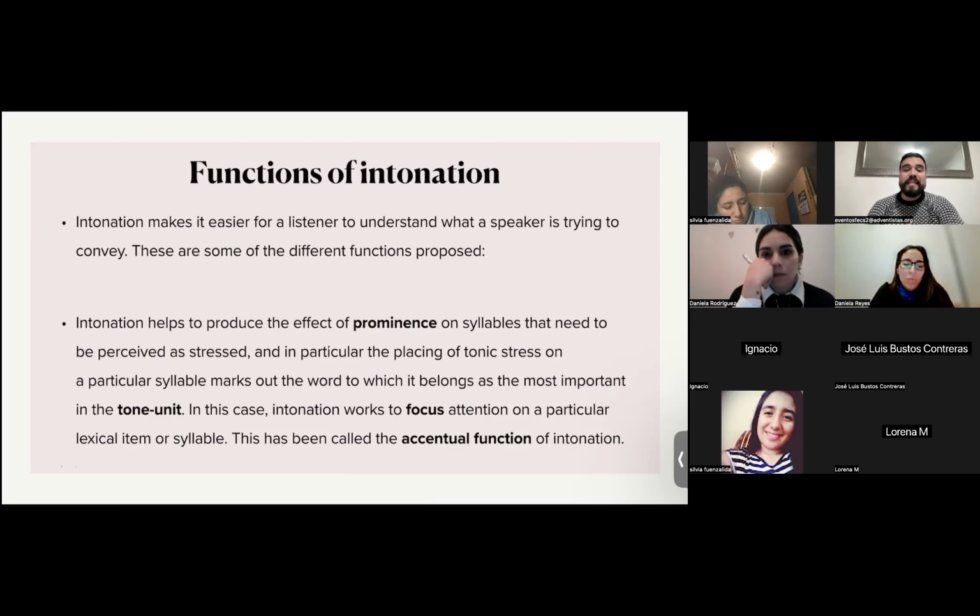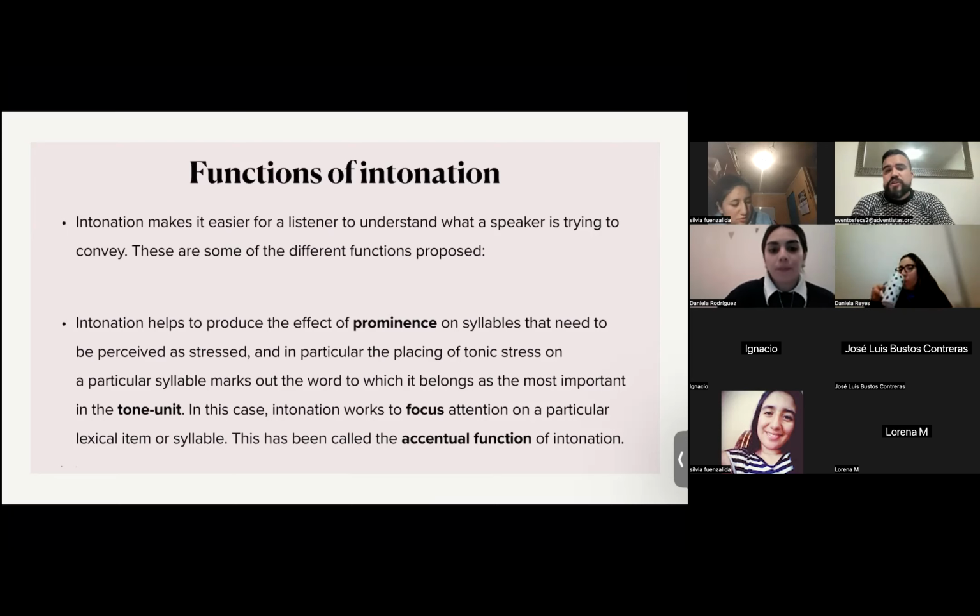And in particular, the placing of tonic stress on a particular syllable marks out the word to which it belongs as the most important in the tone unit. So as a strategy, you teachers use the tone unit to provide feedback, or to help your learners realize about words they need to produce, memorize, or identify when they speak. That is a very good strategy for corrective feedback. Okay, that's something that applied linguistics studies.